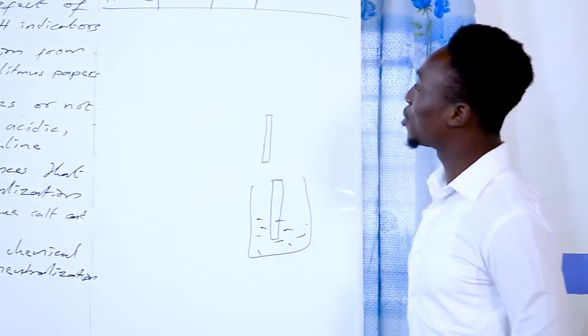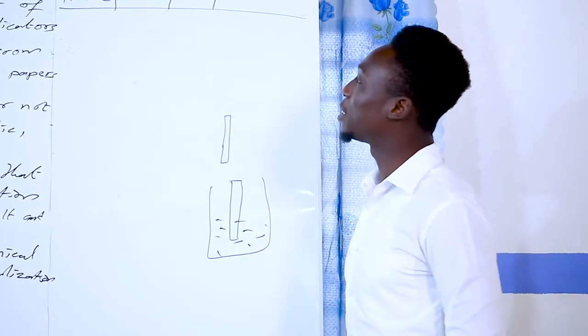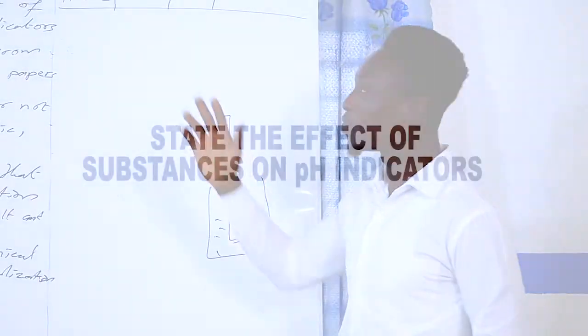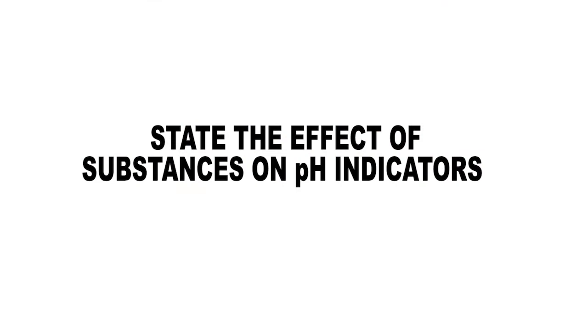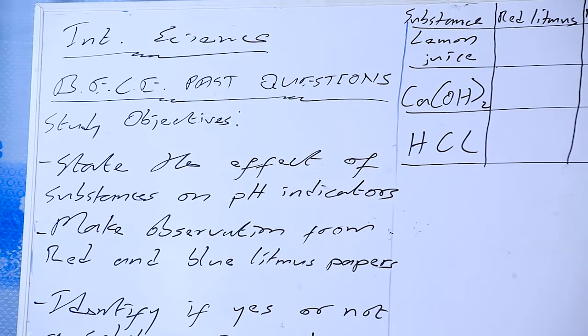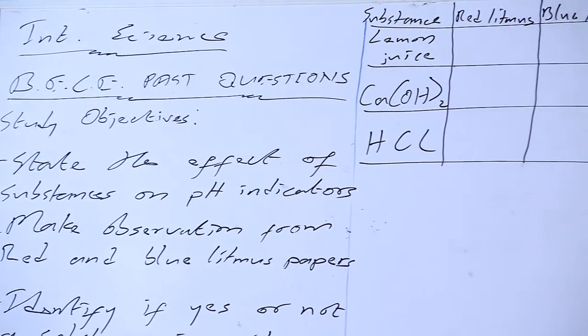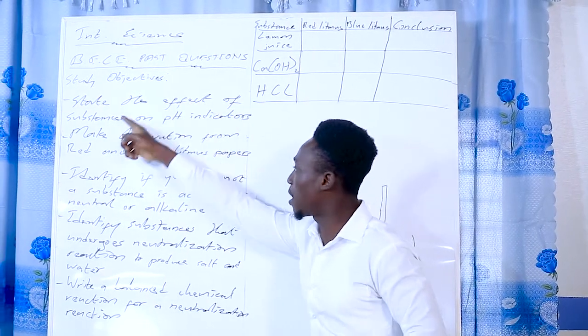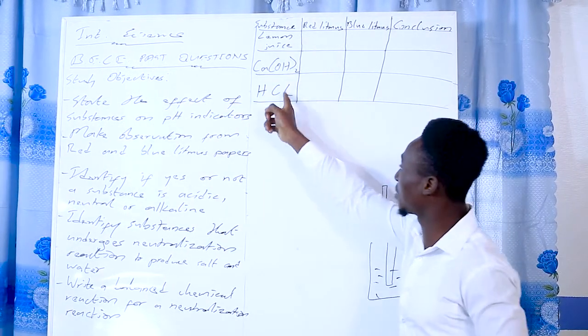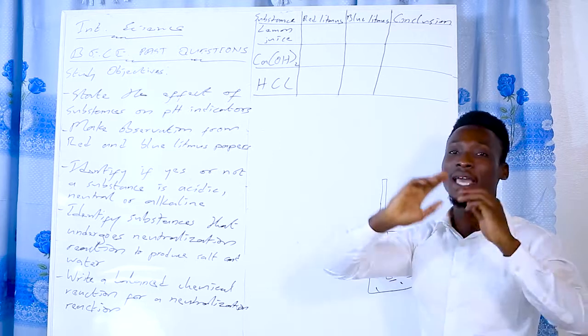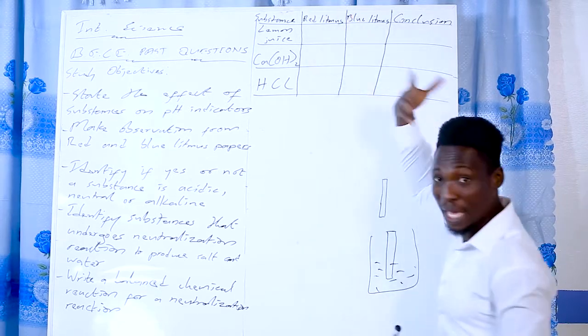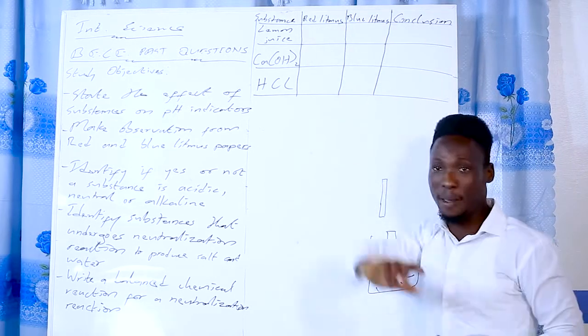So we are going to complete or provide what we need to give to that objective there. So we have to state the effect of substances on pH indicators. Now from this table we have these substances. So we have to tell the effect of these substances on pH indicators like red litmus paper and blue litmus paper.